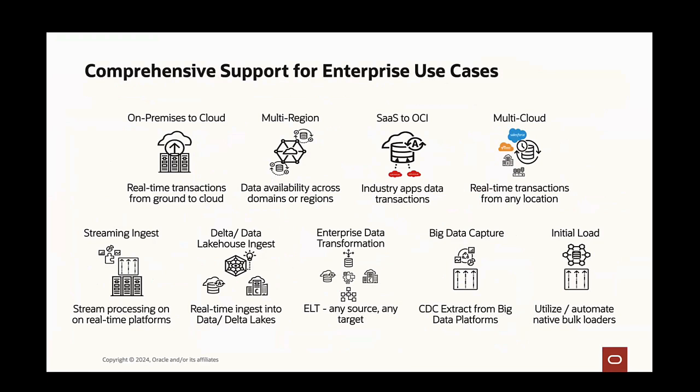Another one is around initial load. And initial load is the process of extracting data records from source database and loading those records onto a target database. So it's just a data migration process that is performed only once, and GoldenGate would allow you to perform initial load data migrations without taking your systems offline. So you have several different use cases right here.